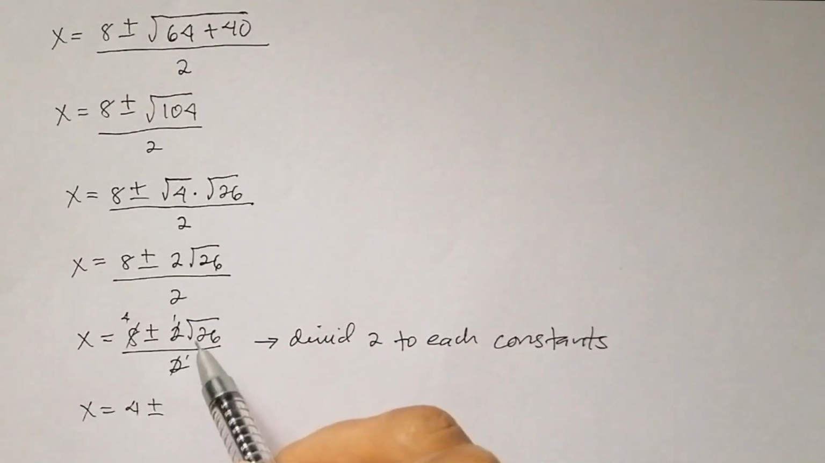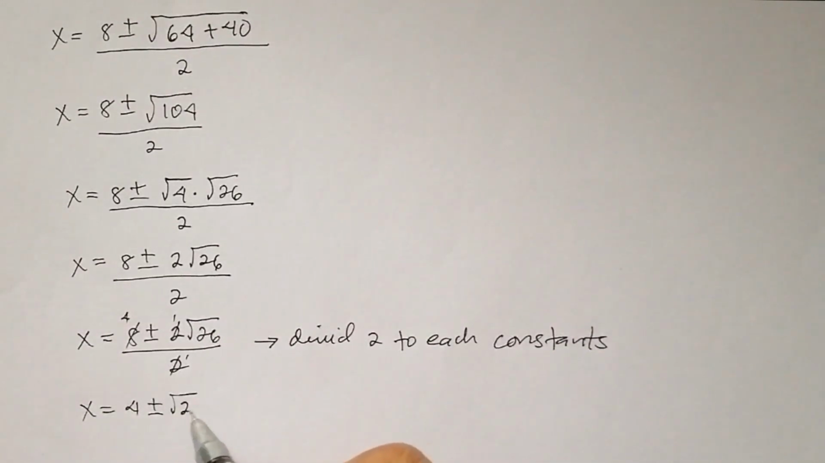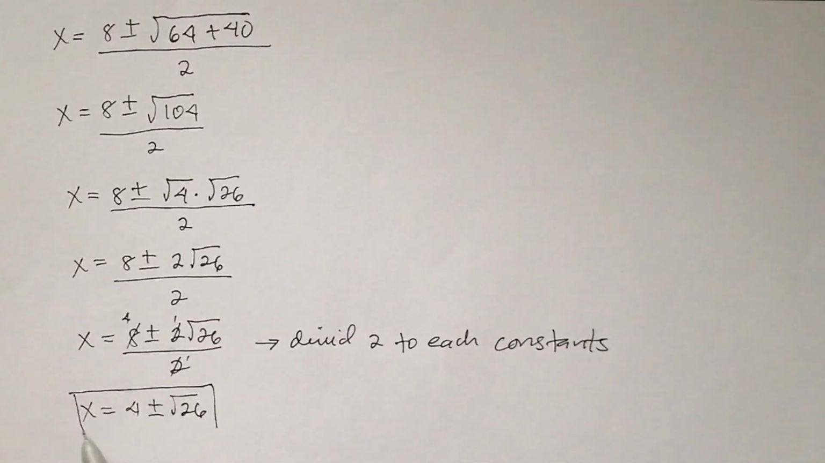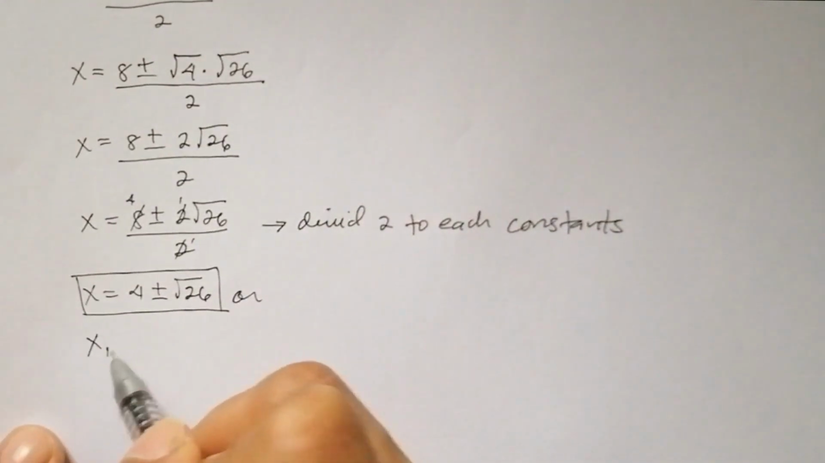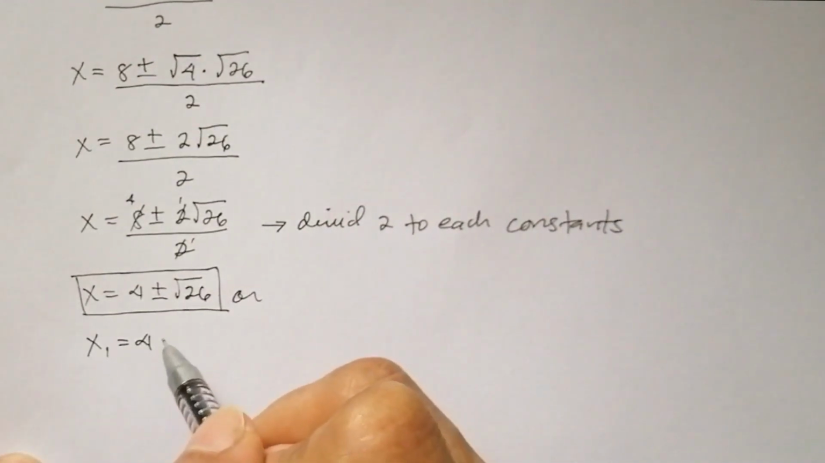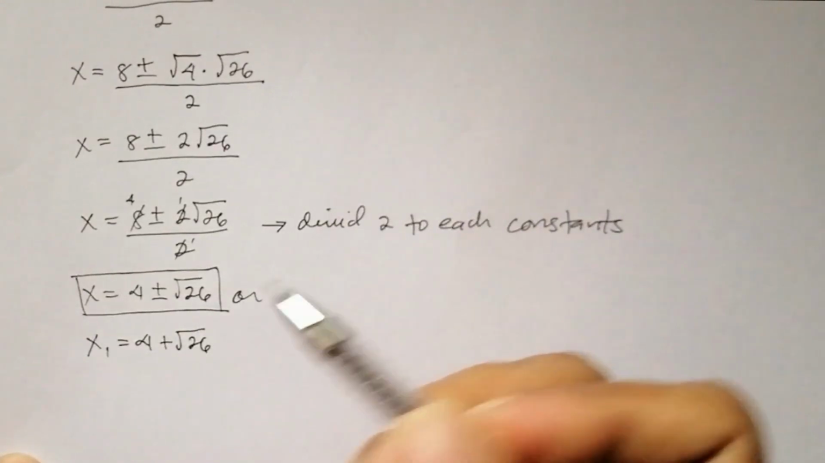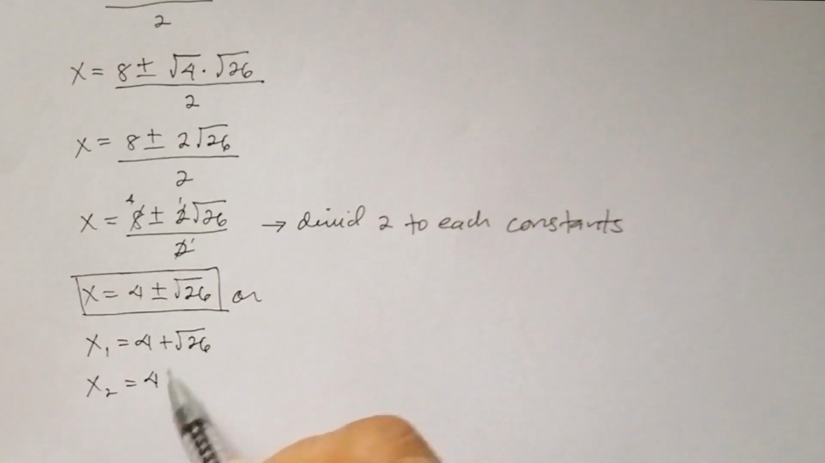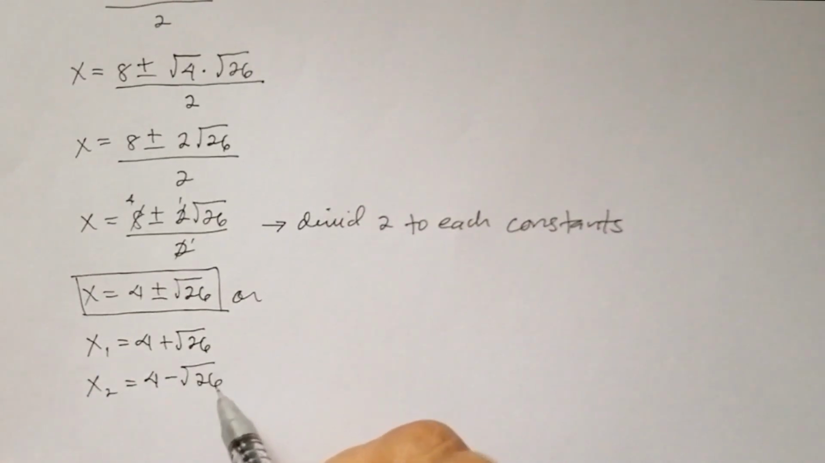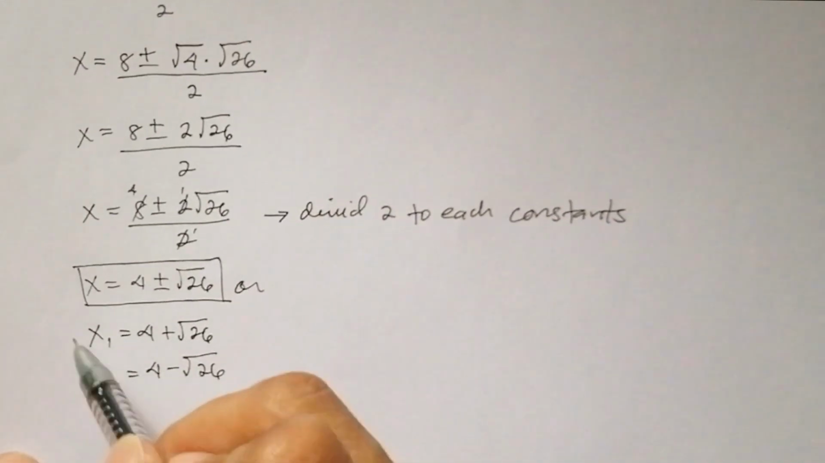Now the value of x is equal to 4 plus minus the square root of 26, or x sub 1 is equal to 4 plus the square root of 26, and x sub 2 is equal to 4 minus square root of 26. This will be the final answer.